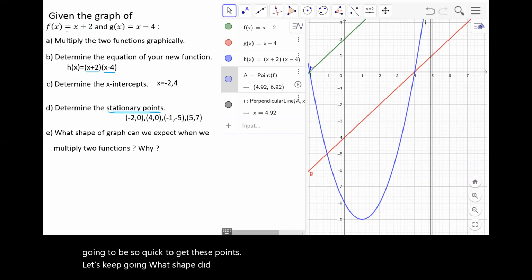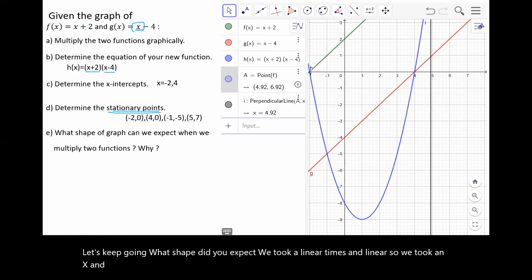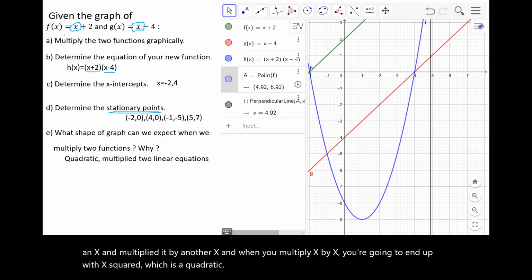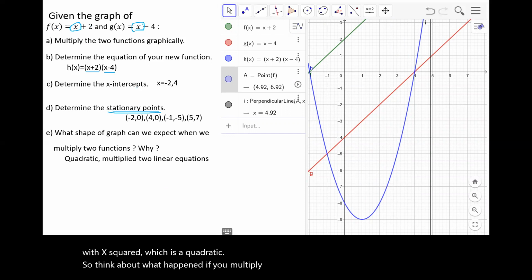We took a linear times a linear. So we took an x and multiplied it by another x. And when you multiply x by x, you're going to end up with x squared, which is a quadratic. So think about what happened if you multiplied x by x squared. You'd expect a cubic graph.